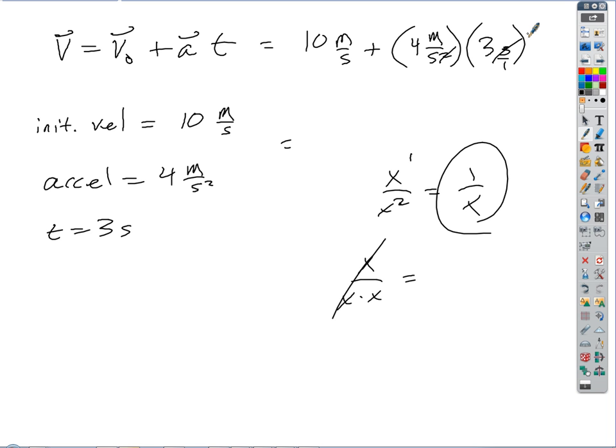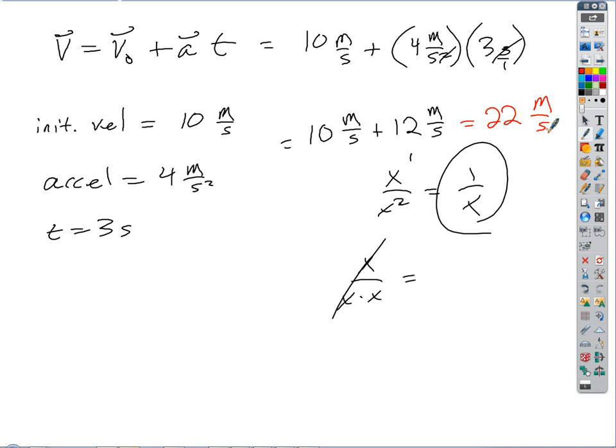Because then I get 10 meters per second plus, what's 4 times 3? 12 meters per second. The units have to be the same, don't they? I couldn't add them up if they didn't have the same units. It makes them like terms. And so we end up with our answer being 22 meters per second.